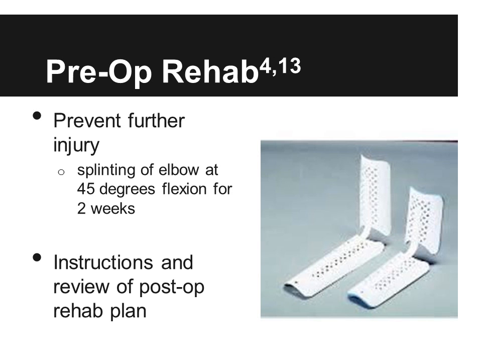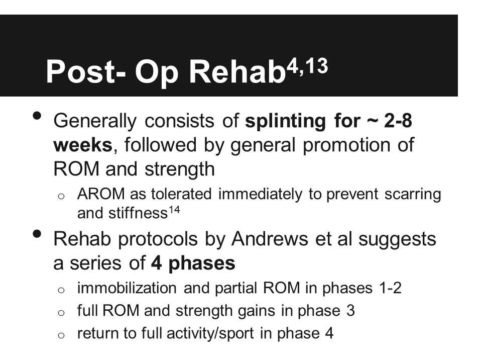Before the procedure, the patient will wear a splint at the elbow in about 45 degrees of flexion for 2 weeks, preventing further injury. They will then be given instruction and a review of the post-op plan. So as far as post-op rehab protocols go, there's a general consistency of splinting for around 2 to 8 weeks, followed by a general promotion of range of motion and strengthening.